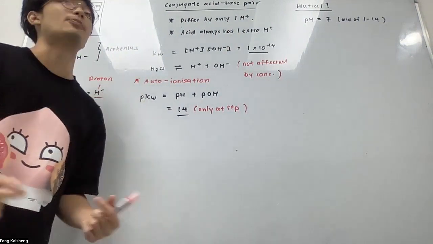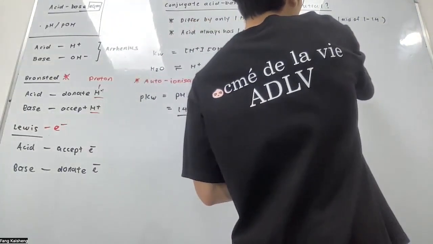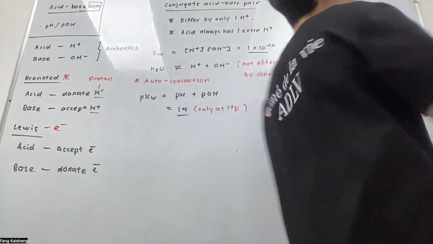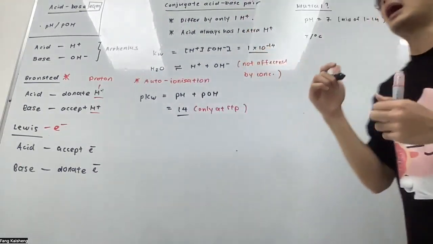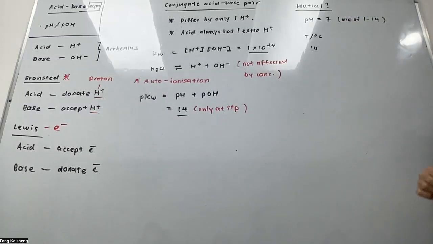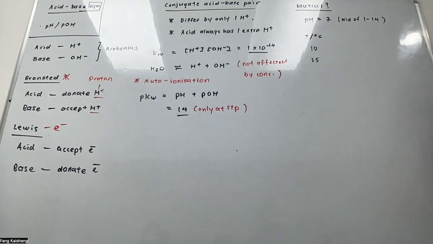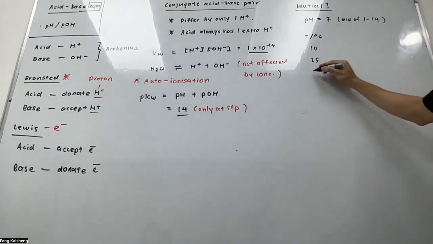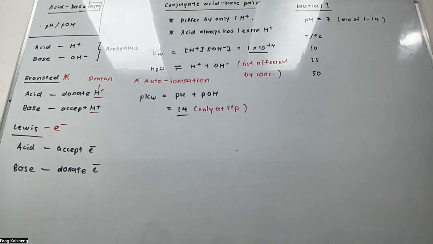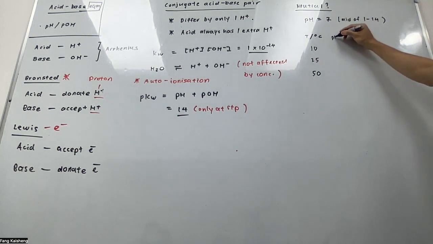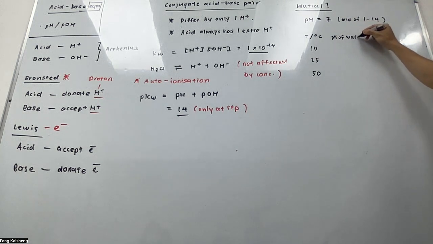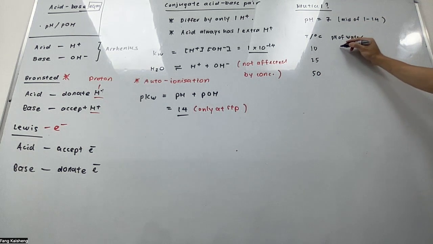Let me present to you an experiment. Scientists took 3 cups of water. The first cup is cold, about 10 degrees. The second cup is room temperature, lukewarm. The third cup is hot, about 50 degrees. They measure the pH of the water using an apparatus called a pH meter. They dip it in, and it reads out the pH.